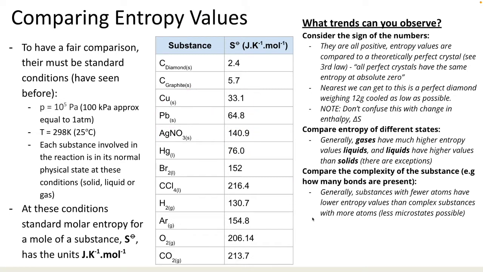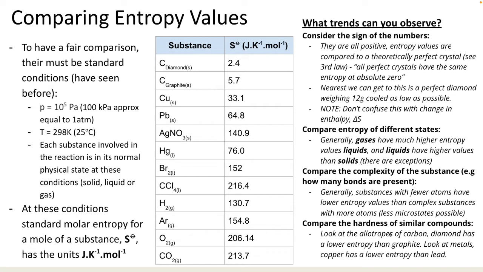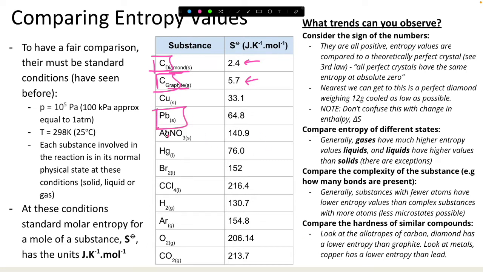And then the final trend that we can infer from the data here is looking at the hardness of similar compounds. So we have a diamond carbon and we have a graphite carbon. The diamond being much harder, we can see that the harder it is, the lower the entropy value is as well. You know, we can compare our metals as well. Look at lead, which is a softer metal than copper. We can see that we've got a lower entropy value for the copper. And again, that's all to do with the kind of bonds that can exist between the atoms.